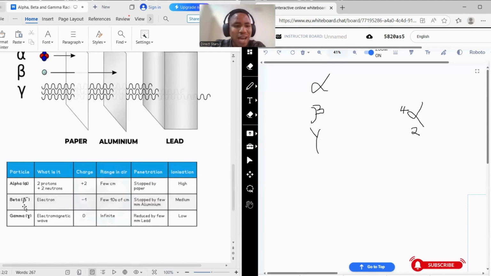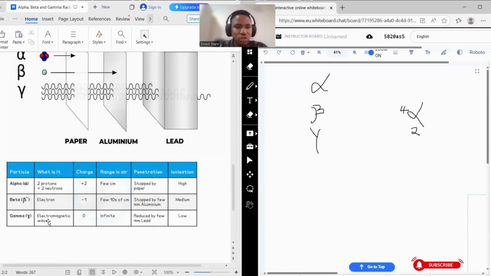While beta is an electron with a negative charge, that's -1, that's the charge. The range here is a few tenths of a centimeter, it can be stopped by a few millimeters of aluminum, and the ionization is just medium.